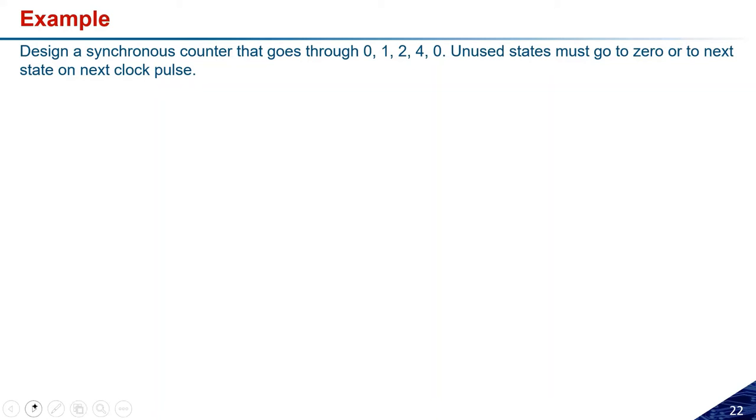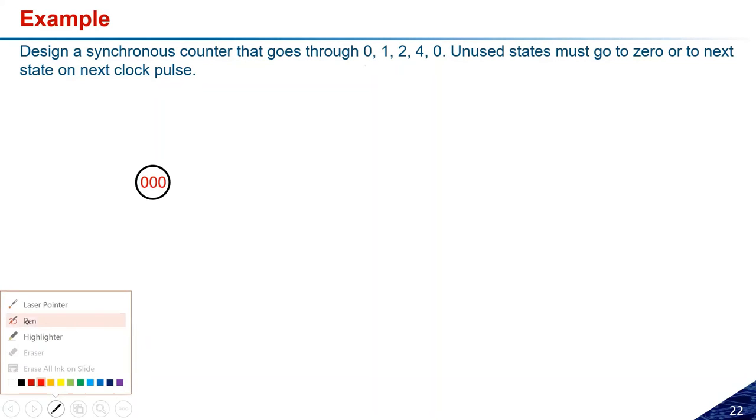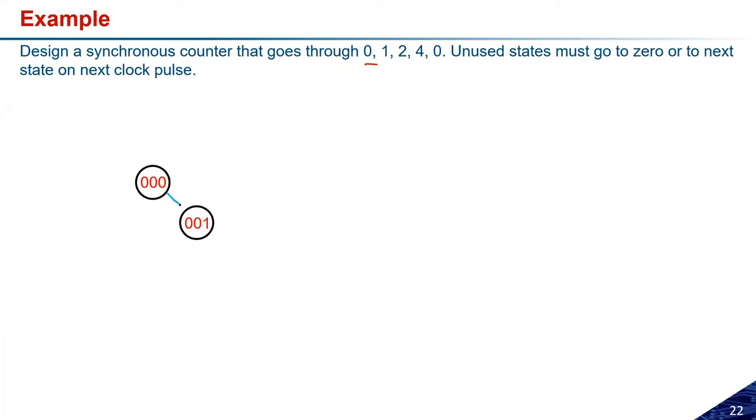Based on the understanding we just gained, let us try to make the sequence. The initial sequence was 000. Then the next sequence is 001. So from 000, it goes to 001. The next sequence is 010, which is 2. And the next is 100, which is equivalent to 4. Then after that it should go to 000. So this is the desirable sequence.